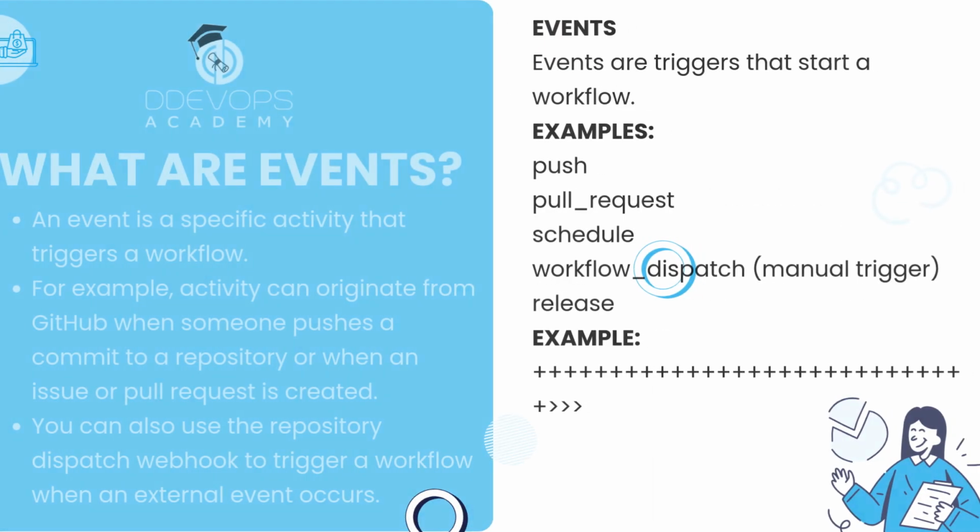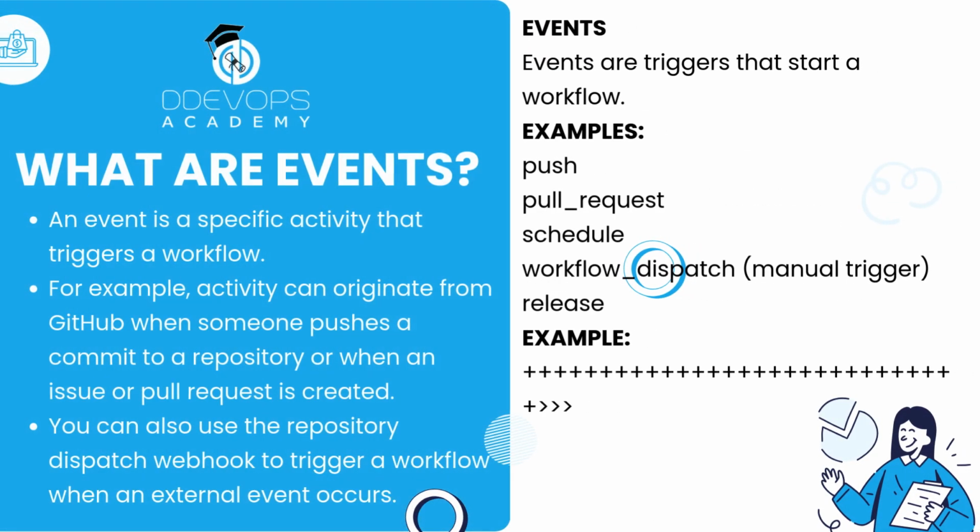Let's talk about events in GitHub Actions. An event is any activity that triggers a workflow, like a push, pull request, or even a scheduled time. You can also trigger workflows manually or through external systems using webhooks. These events are the heartbeat of automation, telling GitHub when to take action.